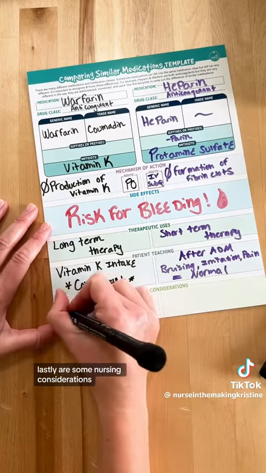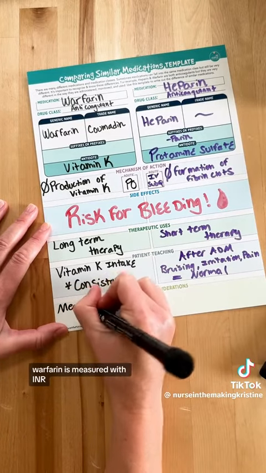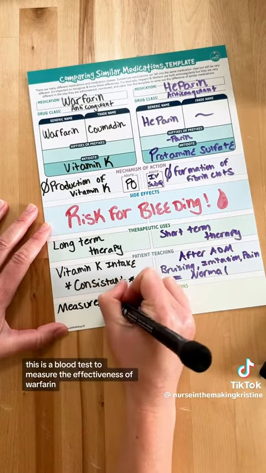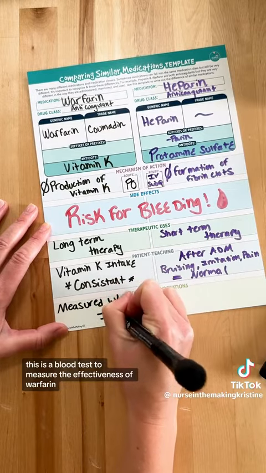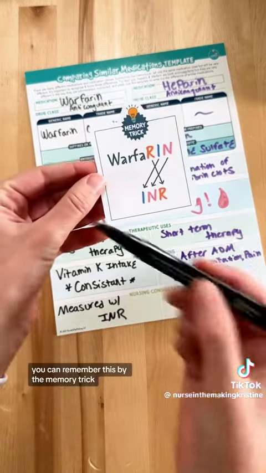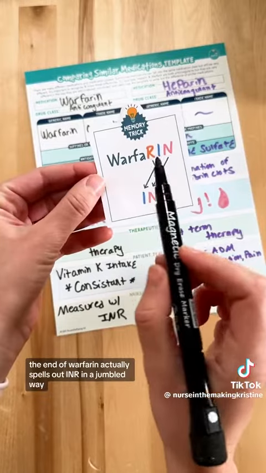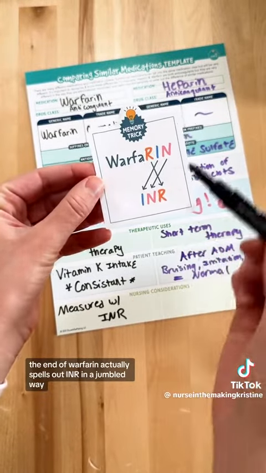Lastly are some nursing considerations. Warfarin is measured with INR. This is a blood test to measure the effectiveness of warfarin. You can remember this by the memory trick. The end of warfarin actually spells out INR in a jumbled way.